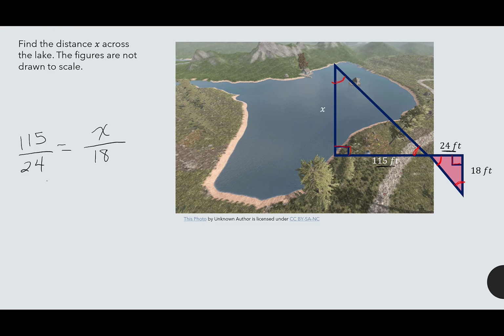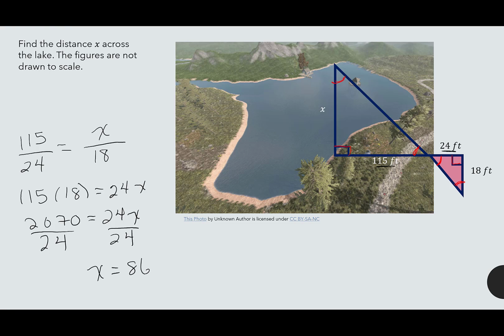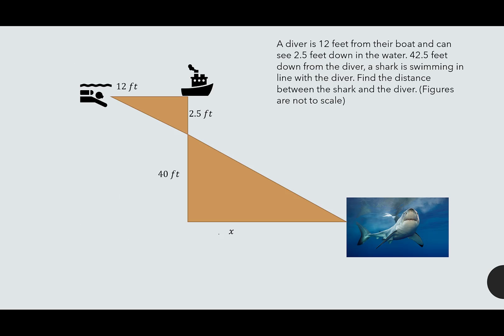So what I want to do here is cross multiply. I'll have 115 times 18 will be equal to 24 times x. 115 times 18 is 2070. That's 24x. So my last step is to divide by 24. This says that x would be equal to 86.25 feet. Again, I just made up some numbers. 86.25 might not be too big for a lake, but we're going to go with it. So let's try another one.